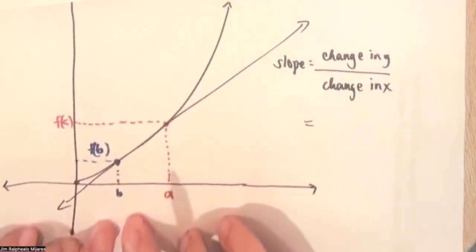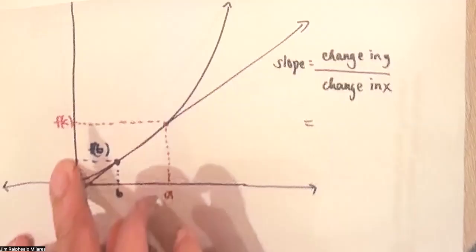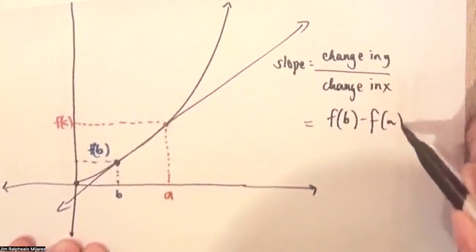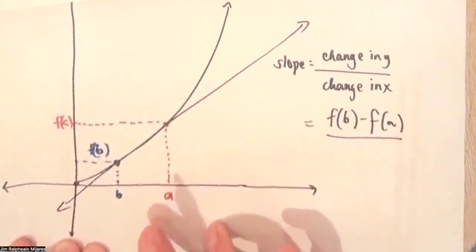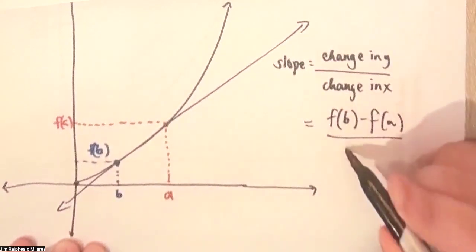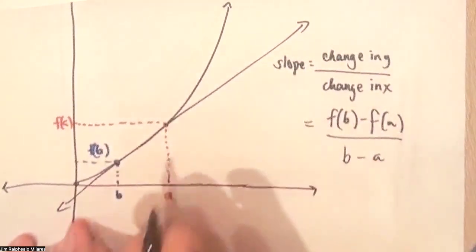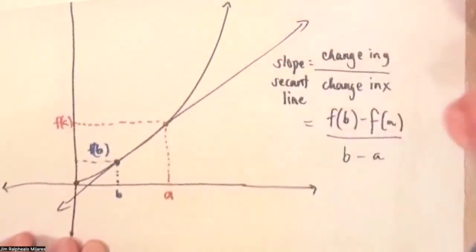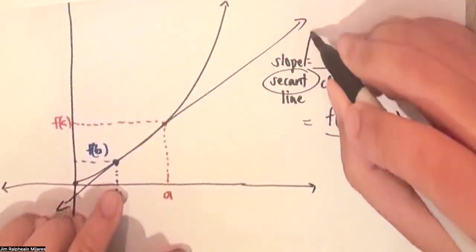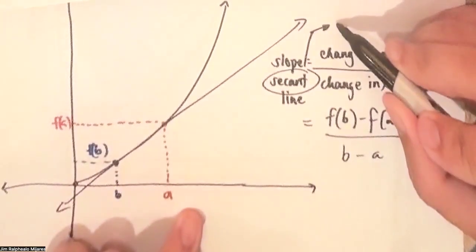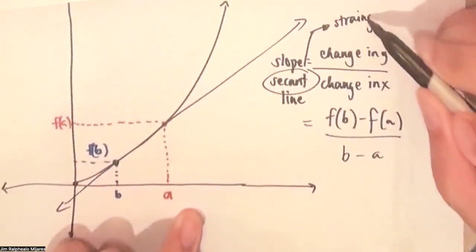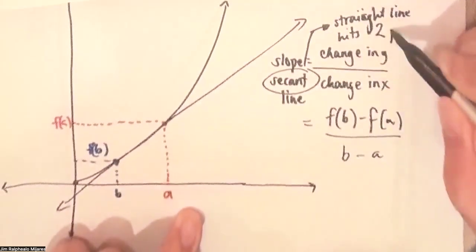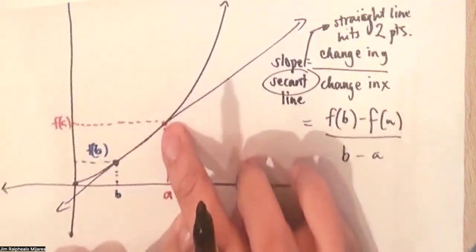So, what are the y's that are changing? In this case, f of b and f of a. So, f of b minus f of a, all over change in x, which is b minus a. All right. So, this is the slope of the secant line. Okay. When we say secant line, that means that the straight line hits two points. Okay, in this case, this point and this point.